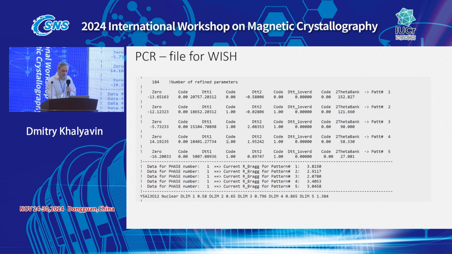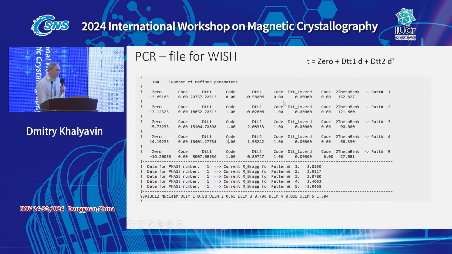So in this part of the PCR file, we have something specific to the beamline. That tells the program what the average 2theta is for each bank. So it's again 5 lines, one for each pattern. For instance, for pattern 1, our average 2theta is 152, and 121 is the 2theta angle, the scattering angle. 90 degrees, 58, 27. And then we have zero, DTT1, DTT2.